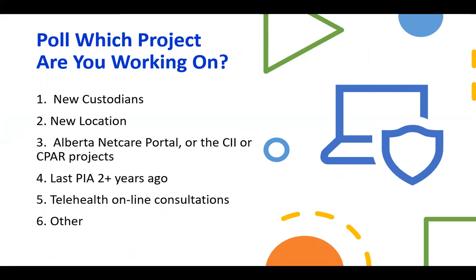So I want to ask you now to enter into the chat button the number that corresponds to the project that you're working on now. So which PIA amendment are you looking at doing now? Are you doing number 1, new custodians, number 2, new location, number 3, Alberta Netcare Portal or CPAR, number 4, that you're just reviewing your PIA because it's a little out of date and you need to update it, number 5, you're doing telehealth, or number 6, you're looking at some other project.